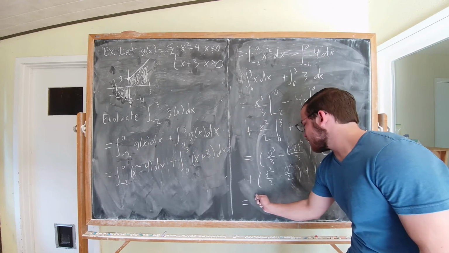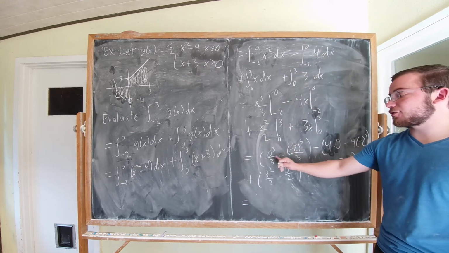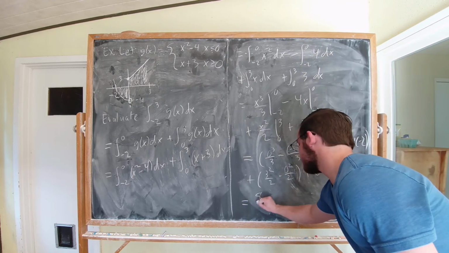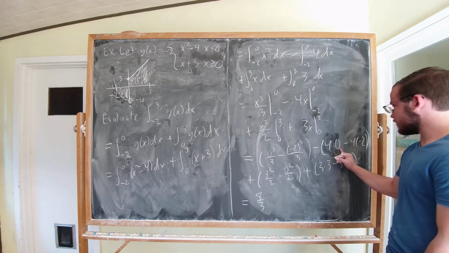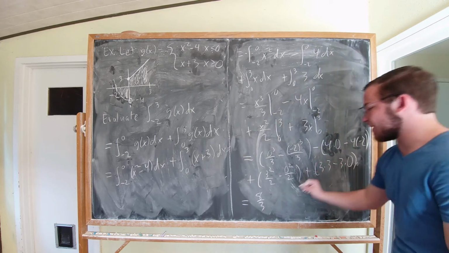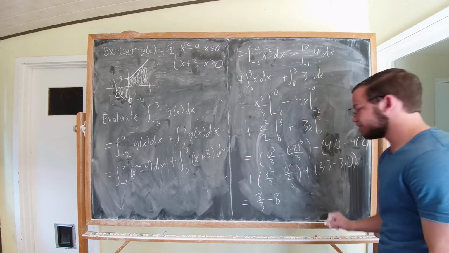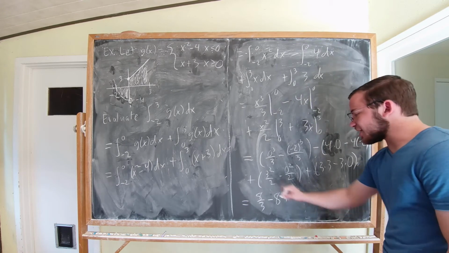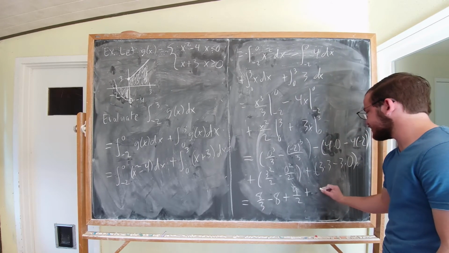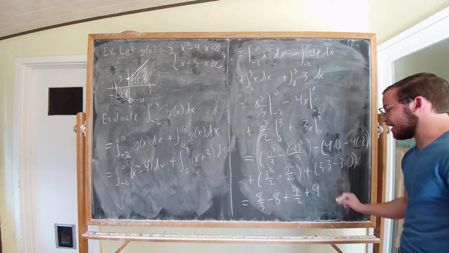Alright, computing each of these chunks individually, you have 0 minus negative 8/3, so this is 8/3, minus 4 times 0 plus 8, so we're going to have minus 8, plus 9 halves, plus 9.